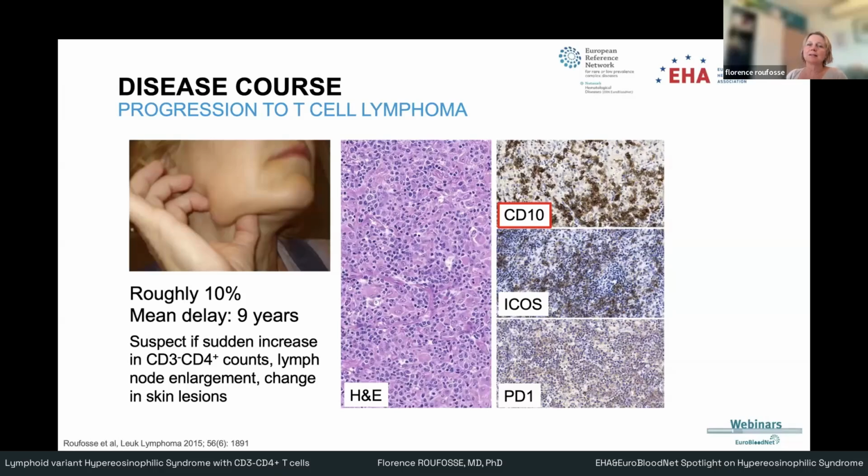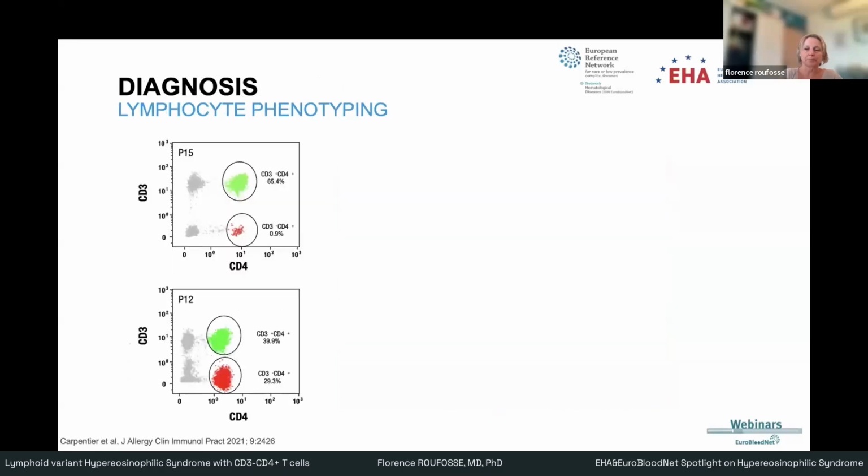She had been extensively worked up for T-cell lymphoma about half a year before this occurred, and she was negative. She had had lots and lots of investigations. But when this lymph node was examined, clearly this was angioimmunoblastic T-cell lymphoma. The markers had changed. For example, you can note the positivity for CD10 here. Combining both the French cohort and ours, so not far from 50 patients, the incidence of progression to T-cell lymphoma seems to be roughly 10% after a pretty long delay, as you can see.